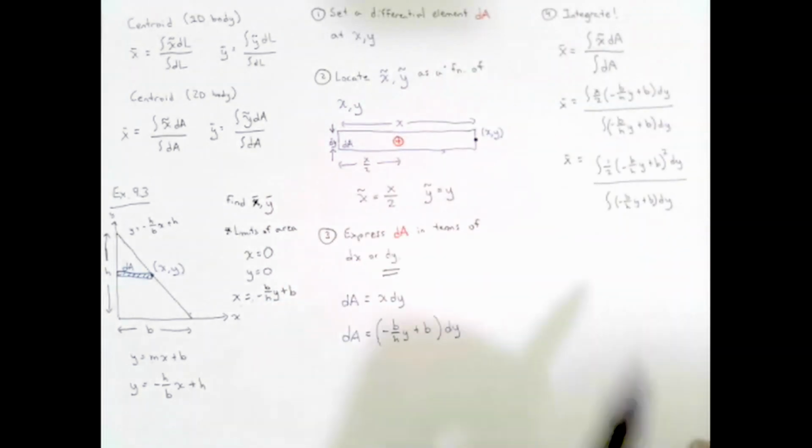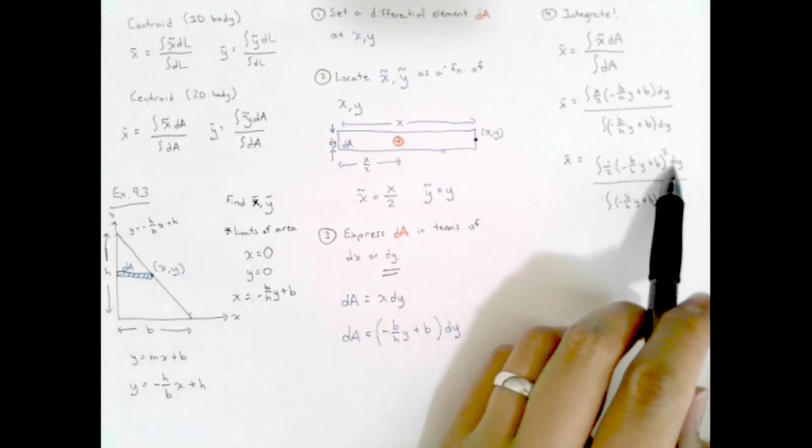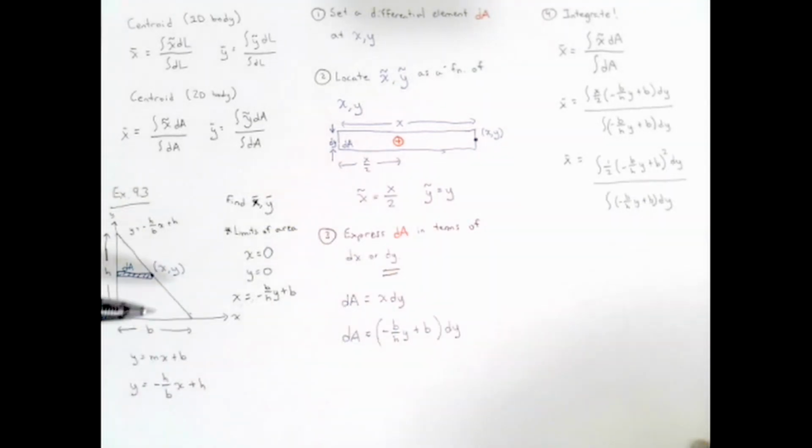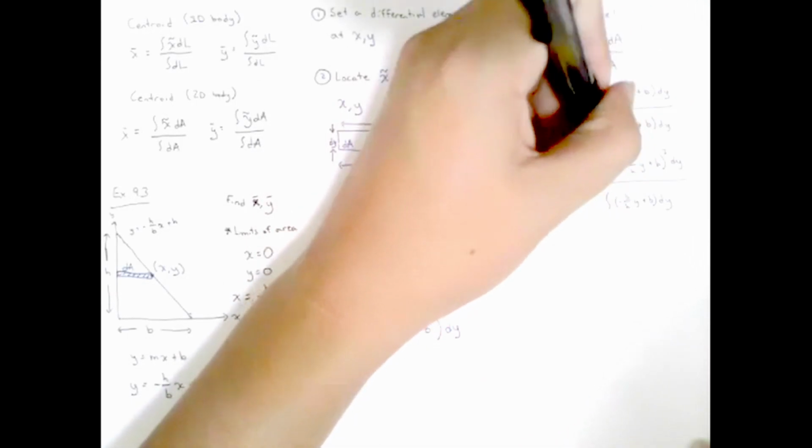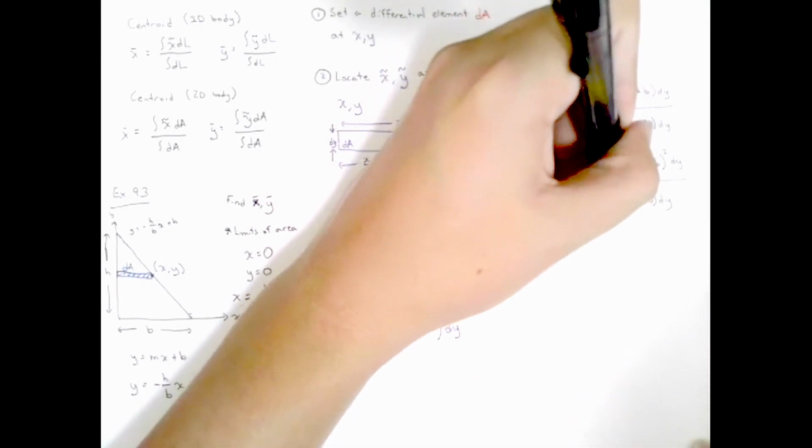And finally, I can't forget about my limits of integration. Because we are integrating this equation over dy, in other words, we're looking at the curve as it moves in the y direction, we need to figure out what our limits of integration are. So this entire curve can be found by looking at the area under this line from y equals 0 to y equals h. That means that my limits of integration will go from 0 to h.